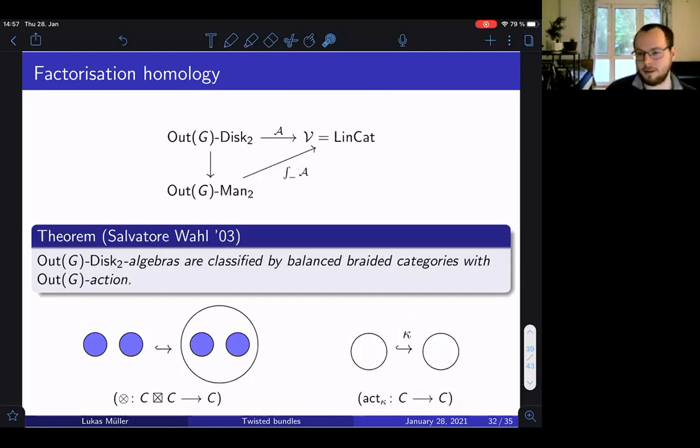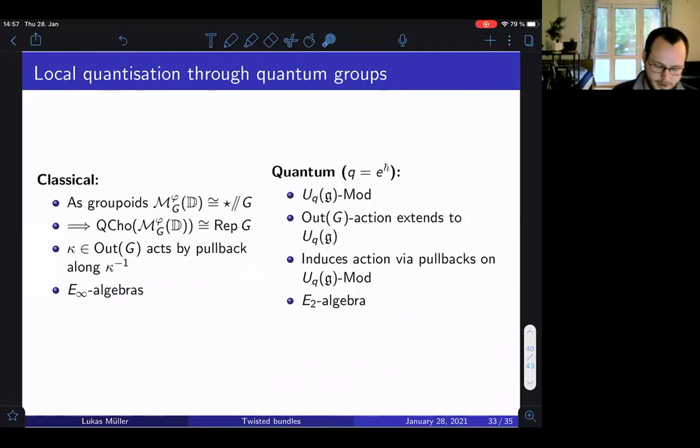And now our strategy for quantization is just to quantize this local structure and then compute factorization homology. And so that's what we do. As I said before, locally, this space is just a point on which G acts. So the category of quasi-coherent sheaves is the category of representations of G. And then the Out G action is just by pulling back the representation along the outer automorphism.